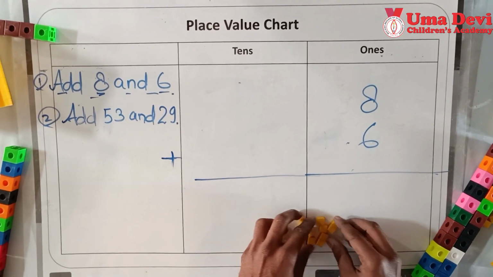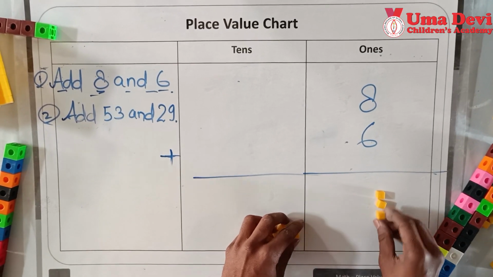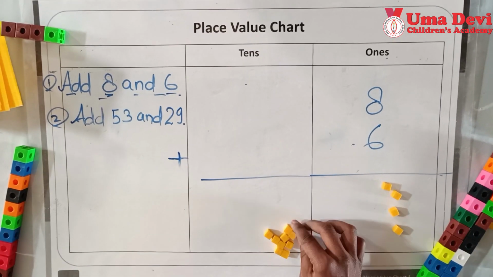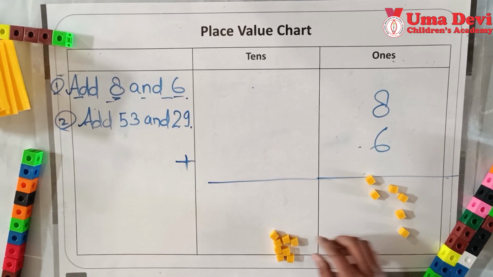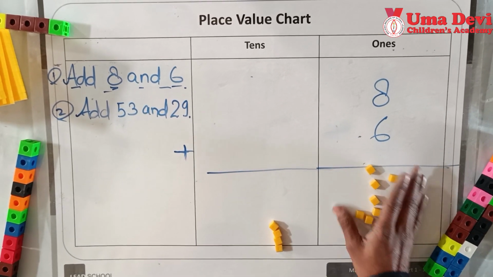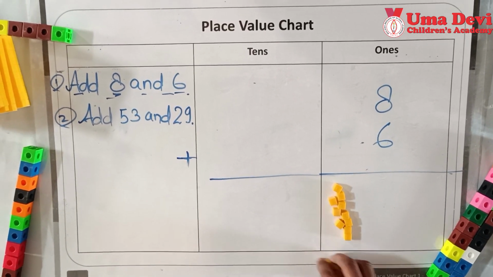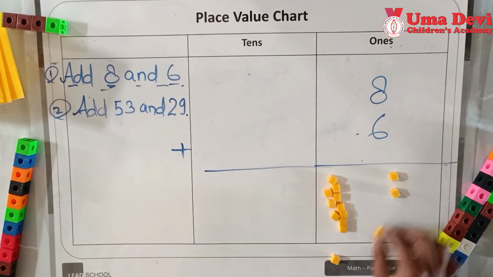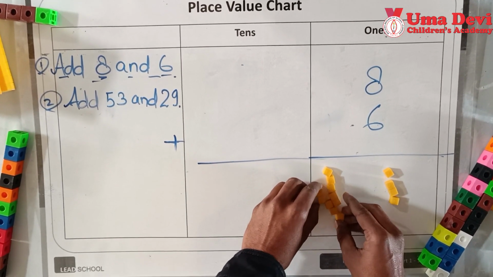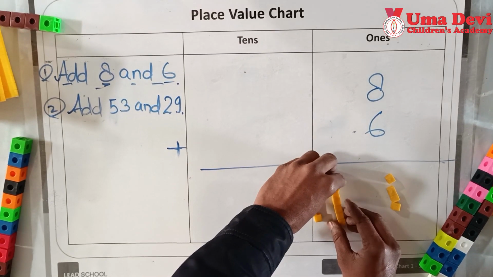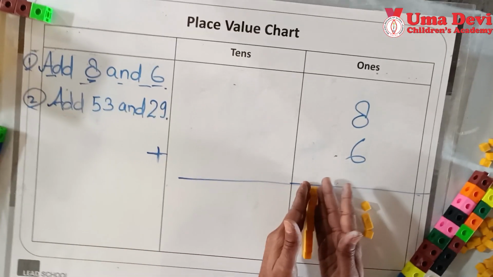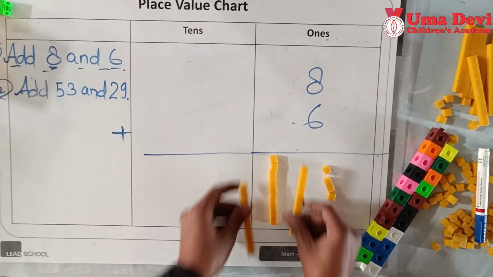So look here, 1, 2, 3, 4, 5, 6, 7, 8, 9 and 10. These are the 10. Okay, 1, 2, 3 and 4. So look here, these are the 10s, means these are the 10 blocks, right?